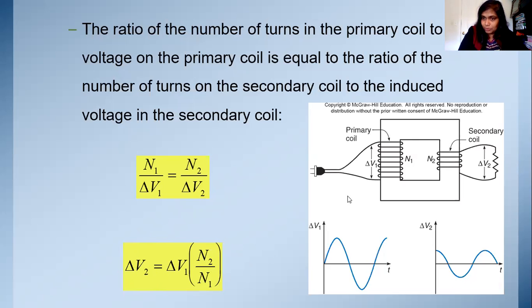What do you think? The secondary coil. Voltage in the secondary coil, delta V2. 2 means the secondary, delta V means the voltage. It's equal to delta V1, that is the voltage in the primary coil. And N2 is the number of turns in the secondary coil, and N1 is the number of turns in the first coil.